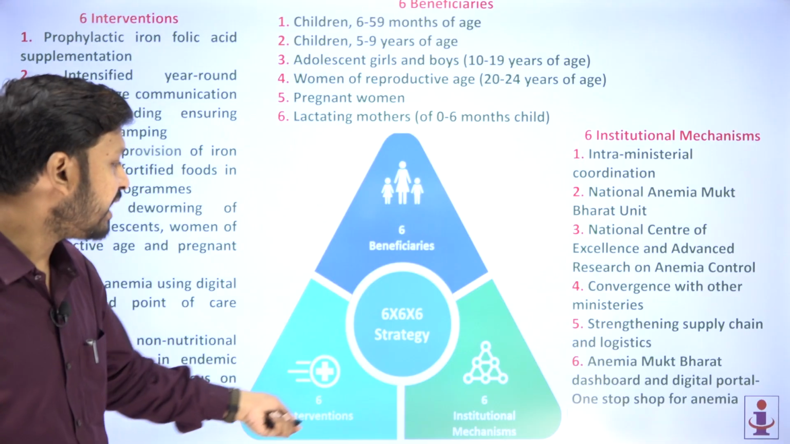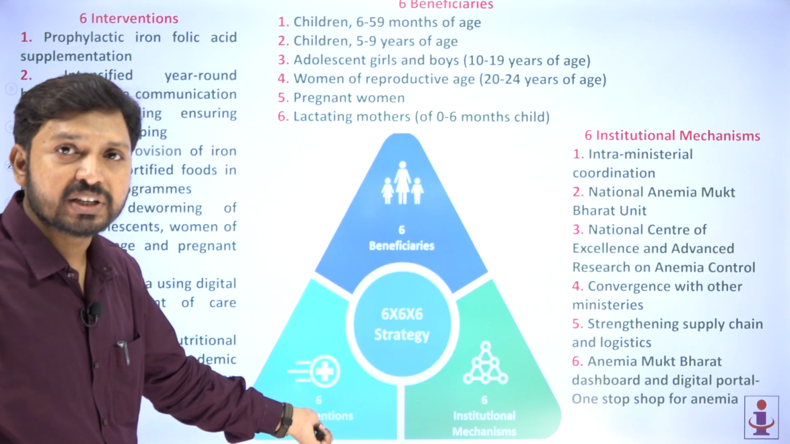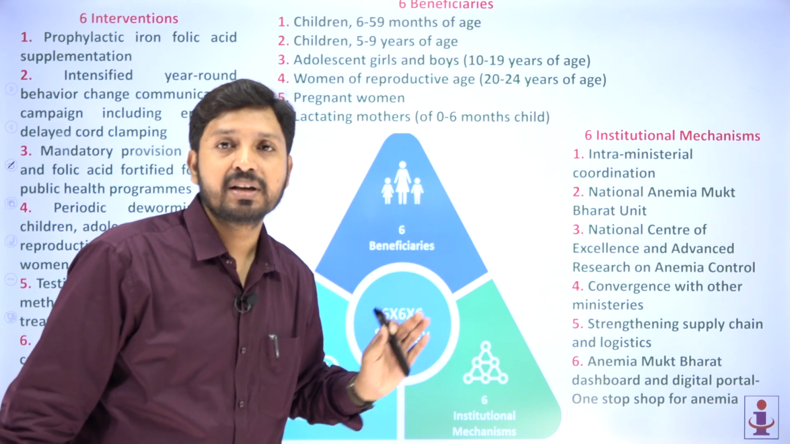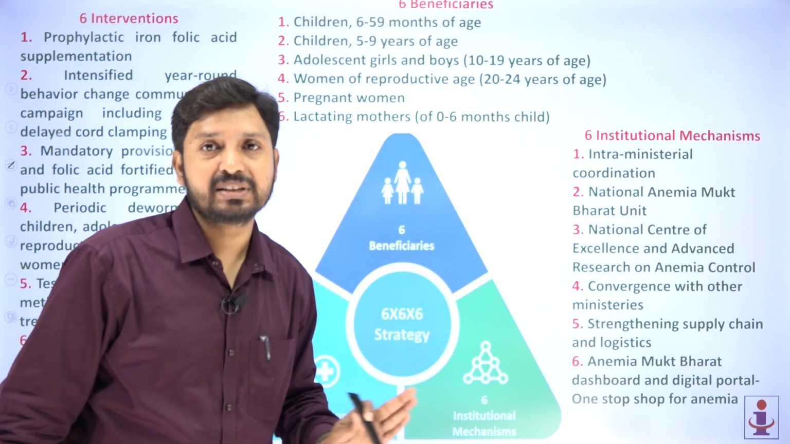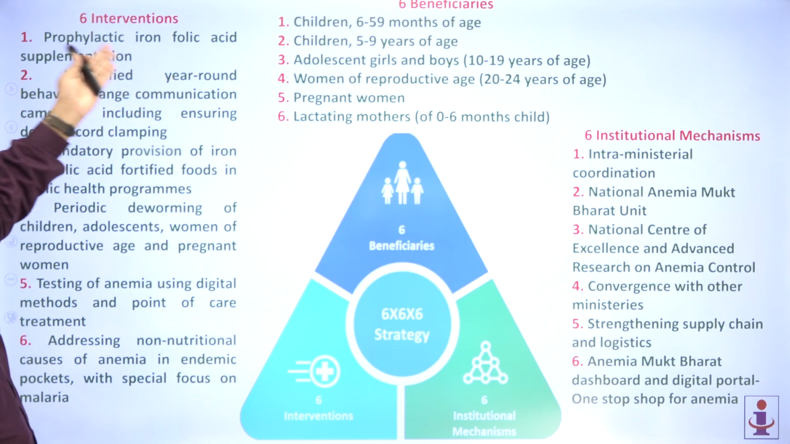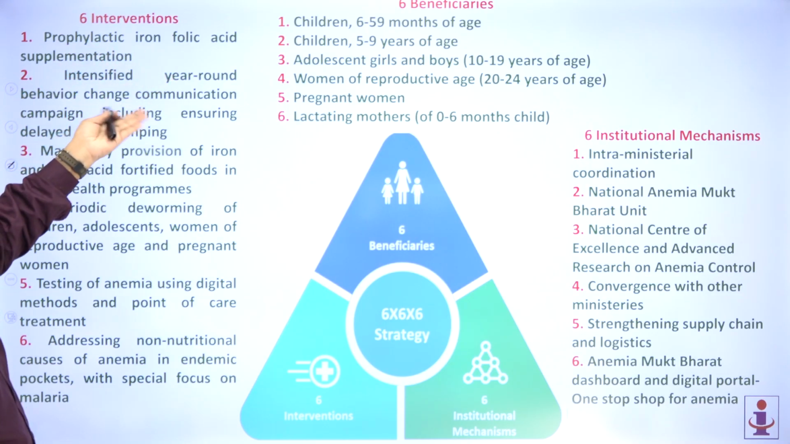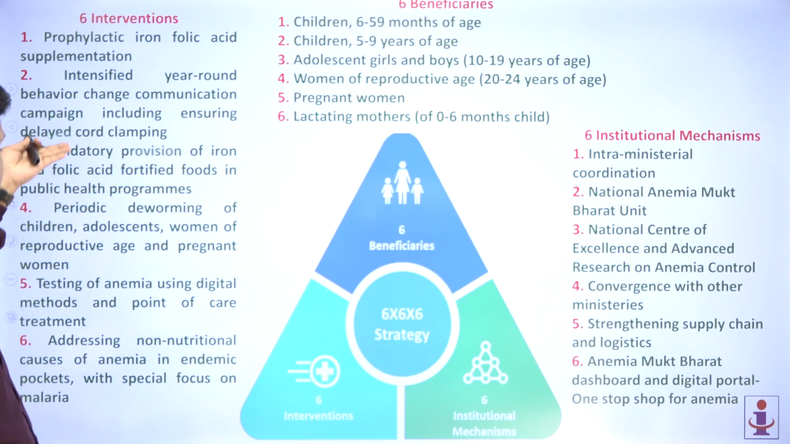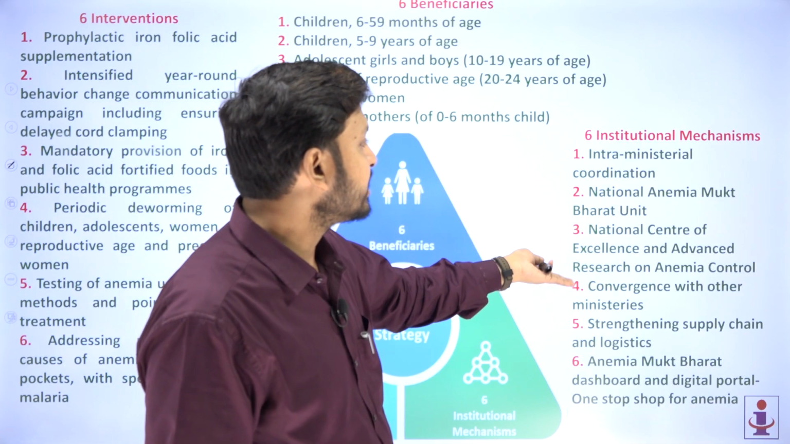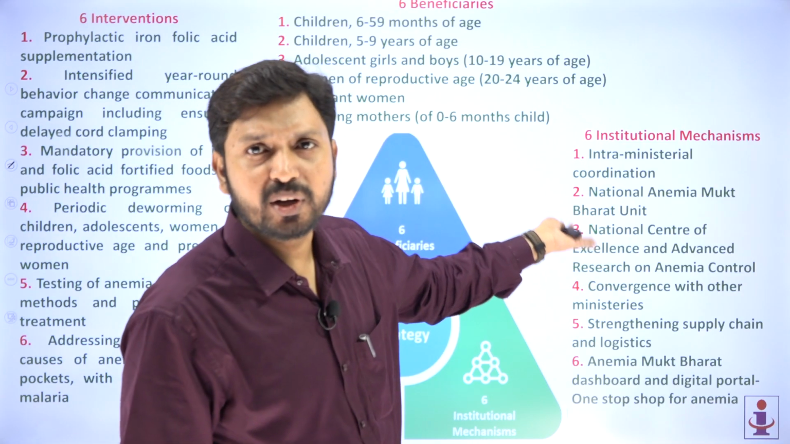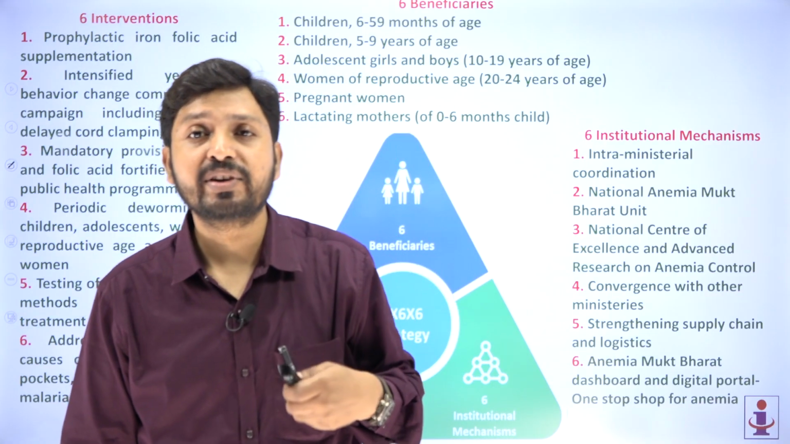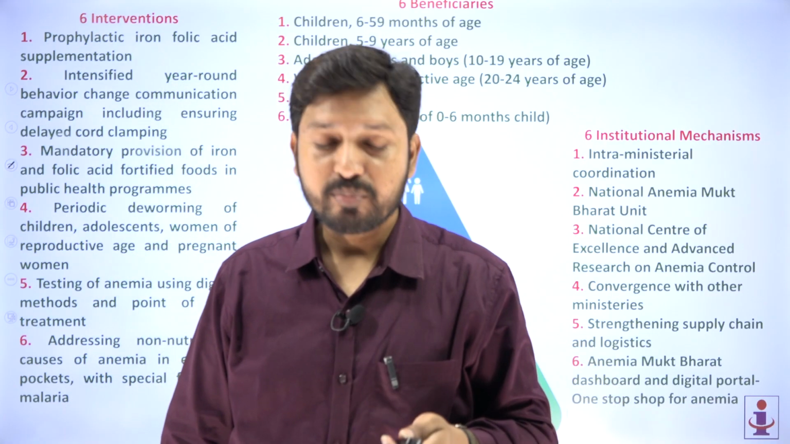Apart from that, how are they targeting? Through 6 interventions, and also through 6 institutional mechanisms, and this is the 6x6x6 strategy. For example, among the 6 interventions, they are giving iron and folic acid supplements, and also doing deworming. They have interministerial coordination and the National Anemia Mukt Bharat unit, all these things. So these are the institutional mechanisms through which they are trying to intervene so that we can reduce the anemia burden in the country.